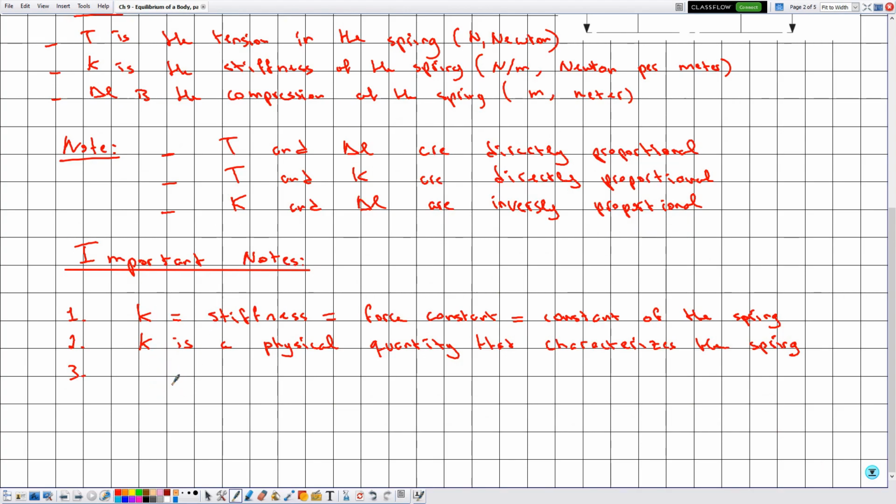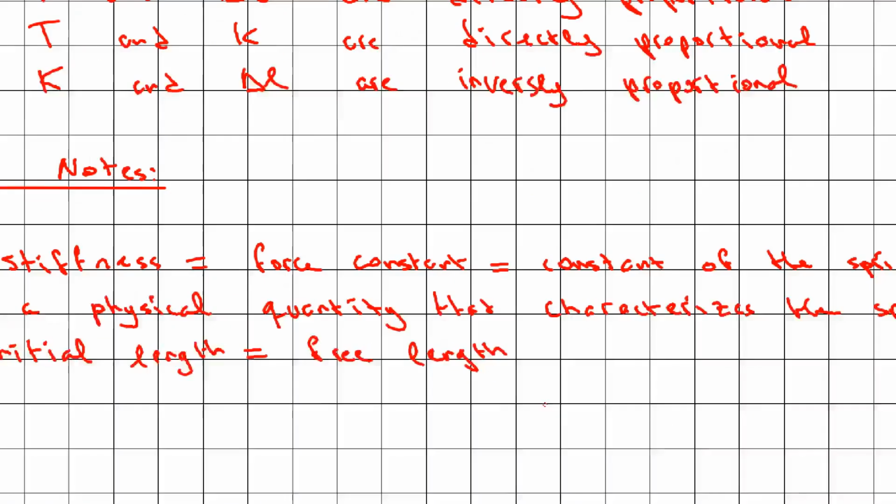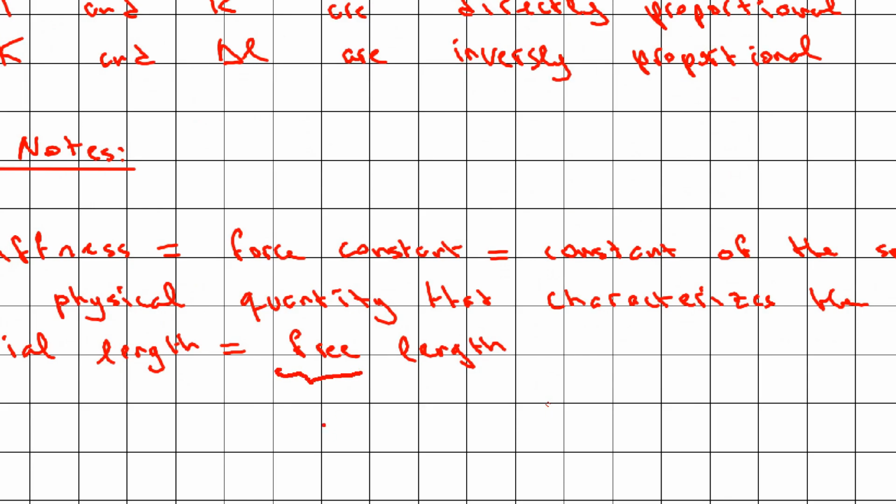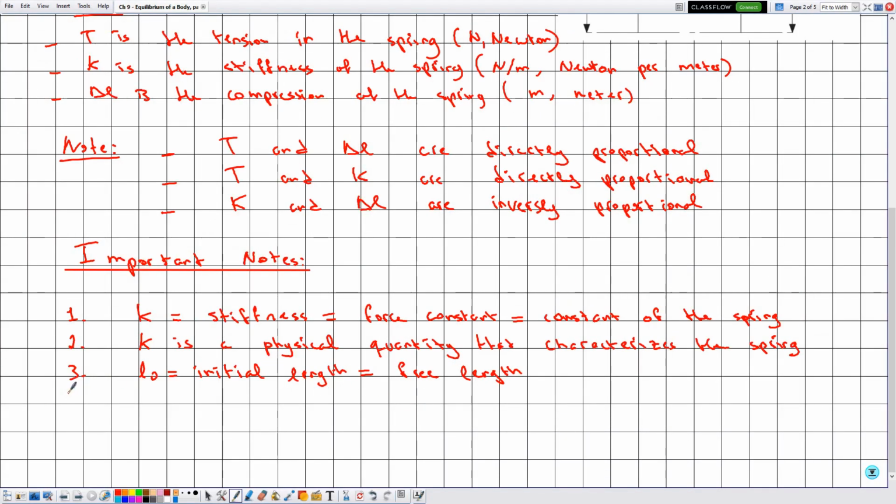Now the third note that we need to consider is that L0 is named the initial length, and sometimes this is given as the free length. Here the term free refers to the fact that no mass is connected to the spring. Now idea number 4 is that LF is sometimes given as the final length or length of the spring.